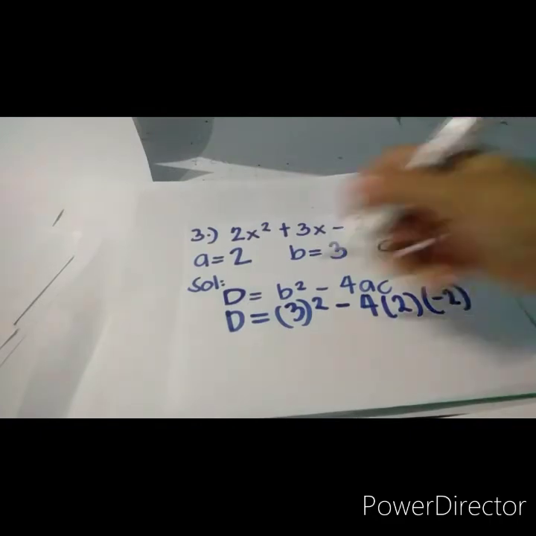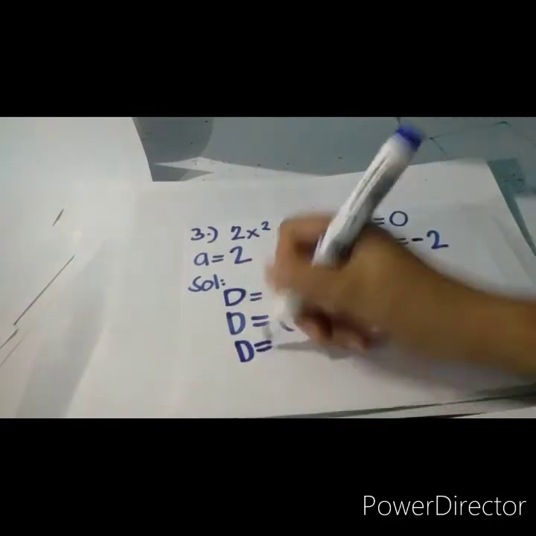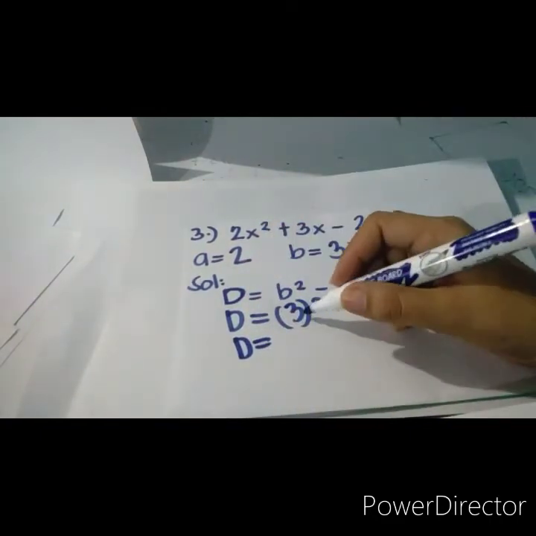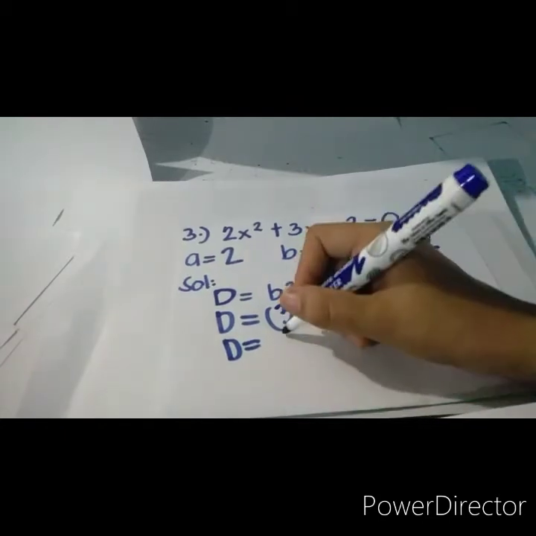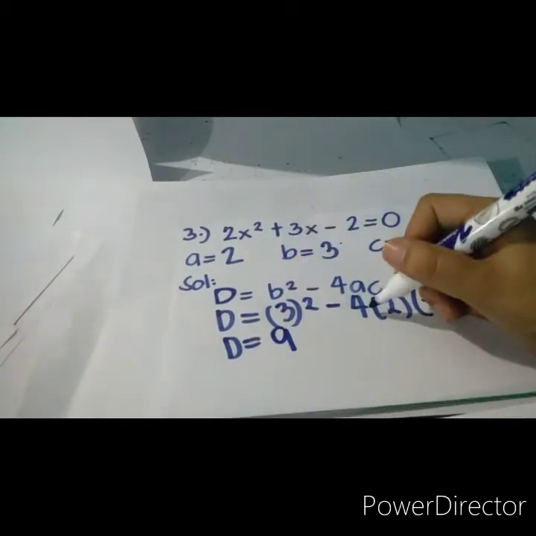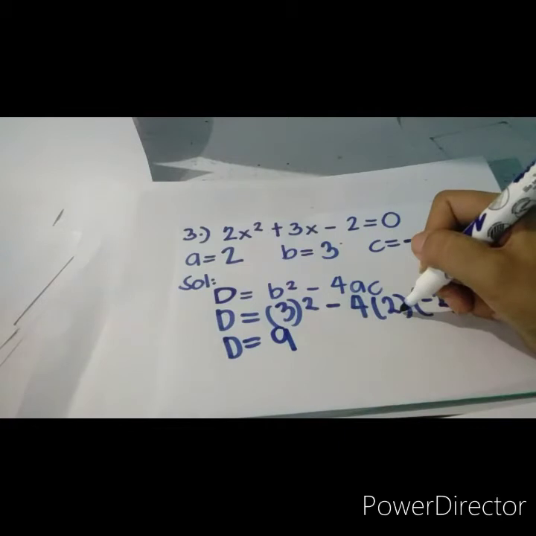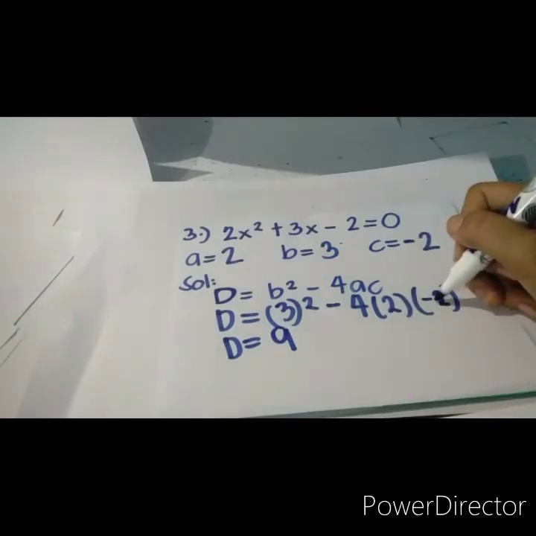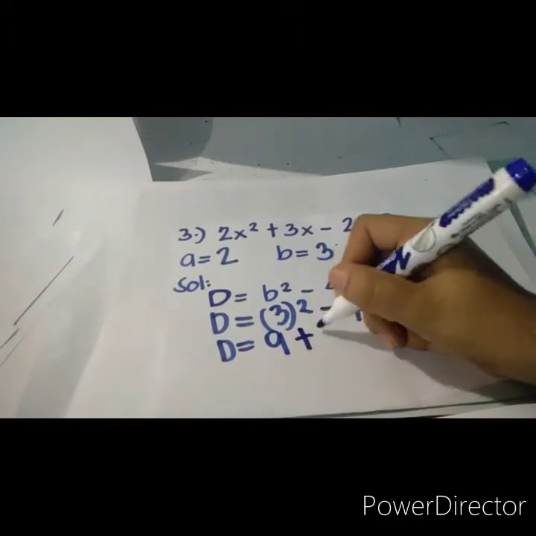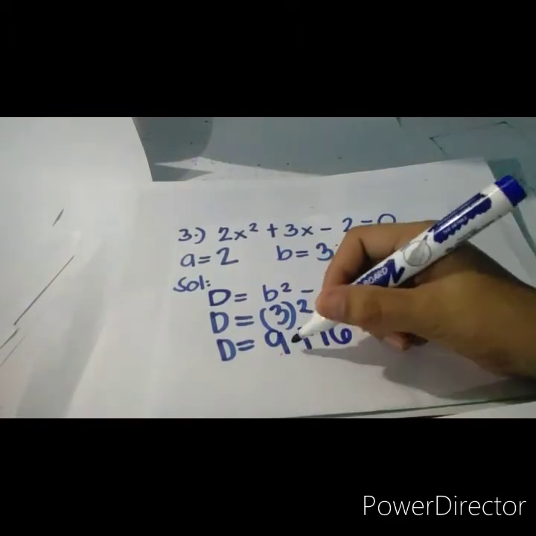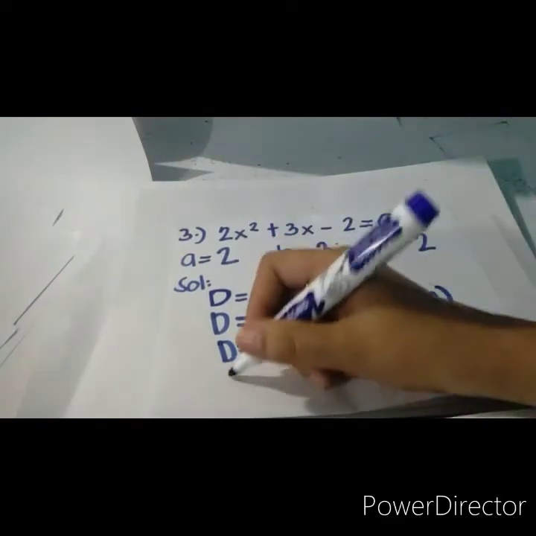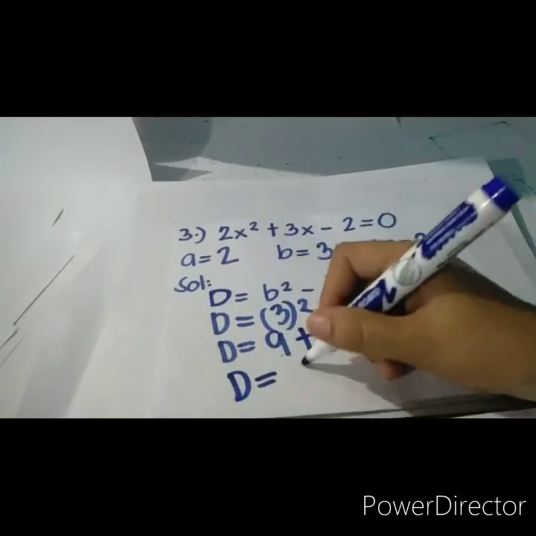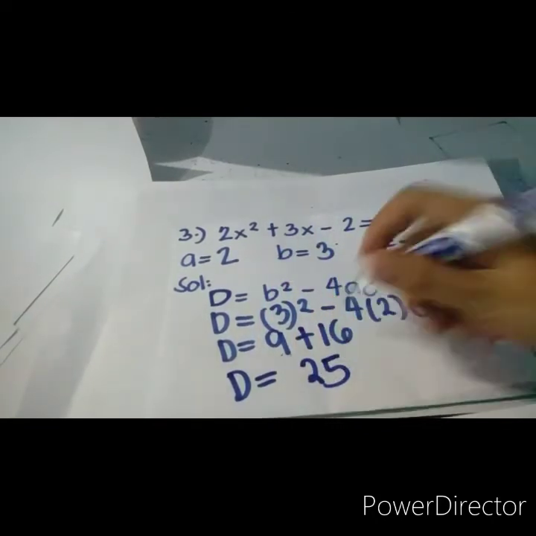After that, simplify. So you have D is equal to, what is 3 squared? That is 3 times 3, so you have 9. And you have negative 4 times 2 is negative 8, times negative 2 is positive 16. Perform the operation: 9 plus 16. So that is positive 25.